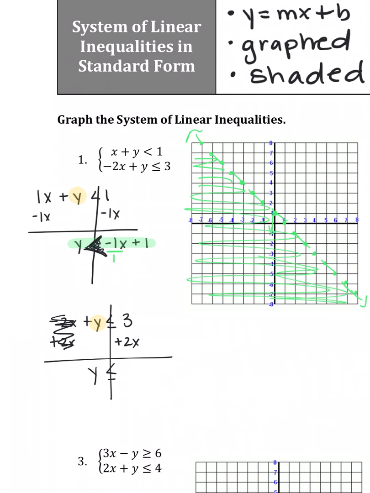This symbol stays the same. And then I have to write my x first. So 2x, and it's a positive 3. Well, now I'm in y equals mx plus b, so I'm good.